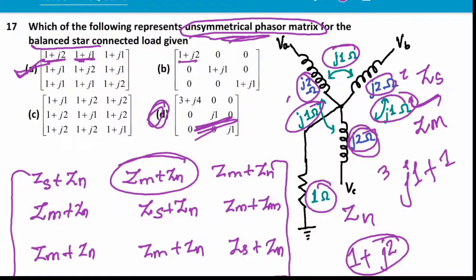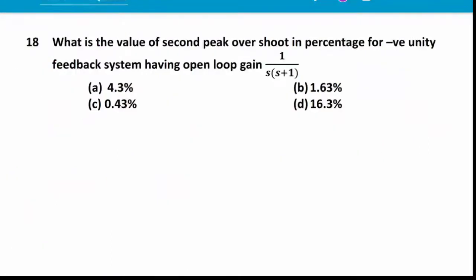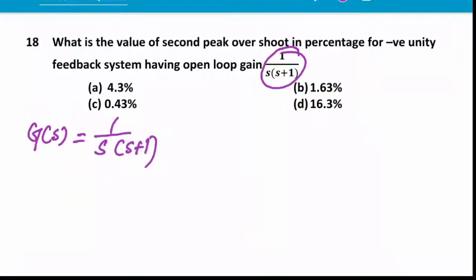So next question, question number 18. What is the value of second peak overshoot in percentage for a negative unity feedback system having open loop gain G(s) equal to 1 by s into s plus 1? So H(s) is 1 as this is a unity feedback.